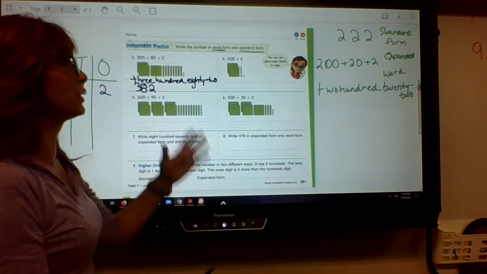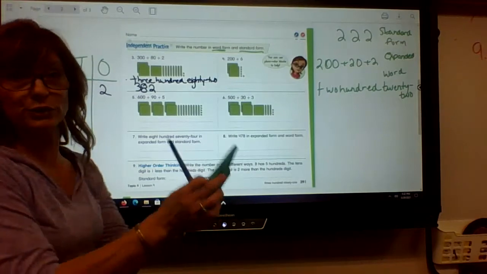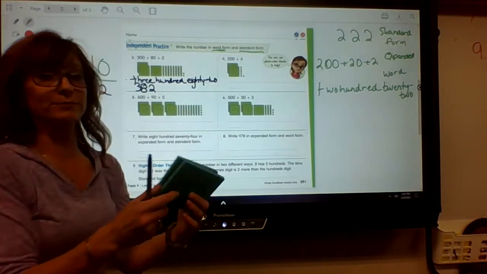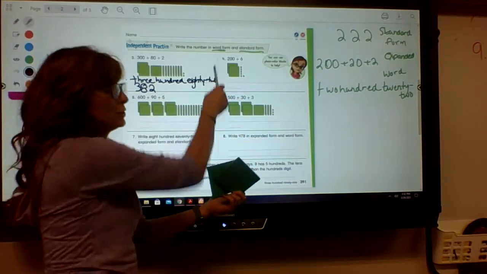All right, so now you can also use your place value charts, your place value blocks to help you. So just for a visual, problem number 4. We have 100 plus 100 equals 200.